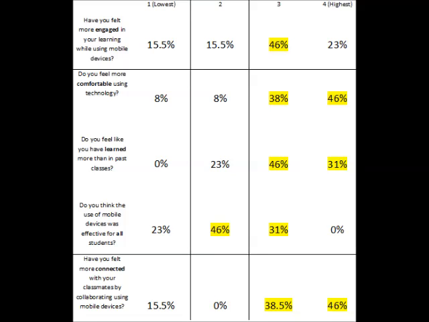The data analysis shows that the majority of students felt strongly or very strongly in all categories at the end of the semester. Students demonstrated that they indeed felt more engaged in their learning over the mobile device semester, they increased their level of comfort, they felt like they learned more, and overwhelmingly they felt more connected with their classmates by using mobile devices. The only category that showed slightly different results was that 46% of the students did not feel like the use of mobile devices was effective for all students, even if it was effective for them personally.